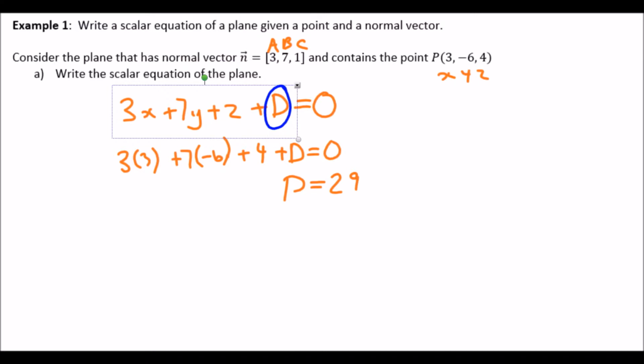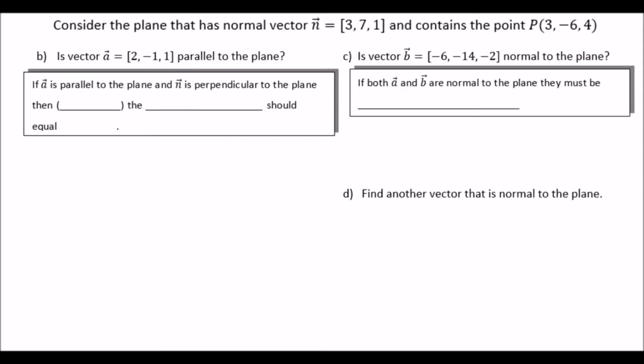So what is the scalar equation? My scalar equation is 3x plus 7y plus z plus 29 is equal to 0. Awesome. All right, not bad. Let's continue. Consider the plane that is normal of 3, 7, 1 and contains a point 3, negative 6, and 4. All right, that's the exact same thing we just did.